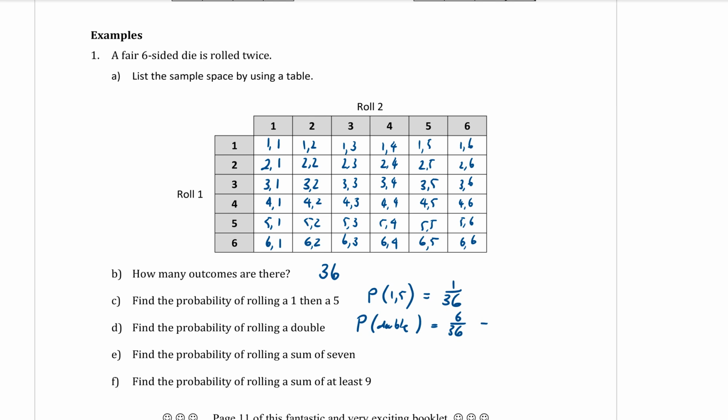Now I'm writing down, you don't have to write down this probability of a double part, but I'm just writing it down to show you that that's another way and type of notation that you can use to label what you're doing.